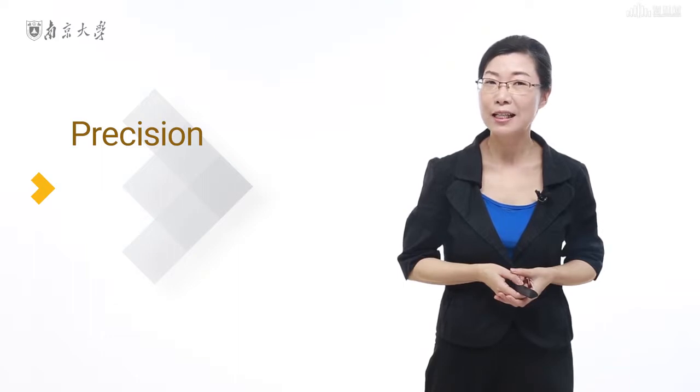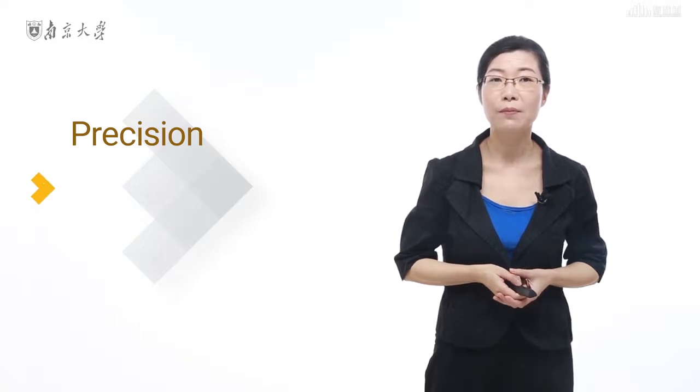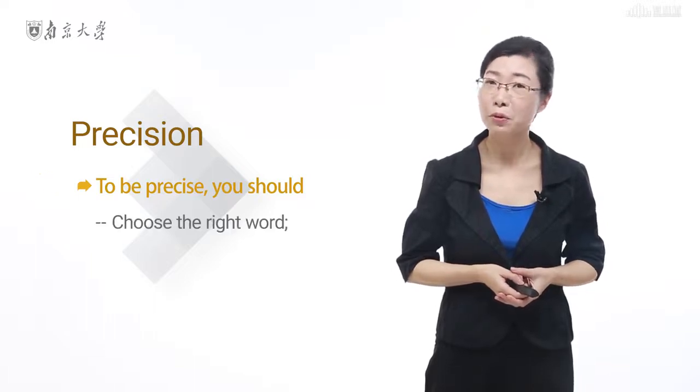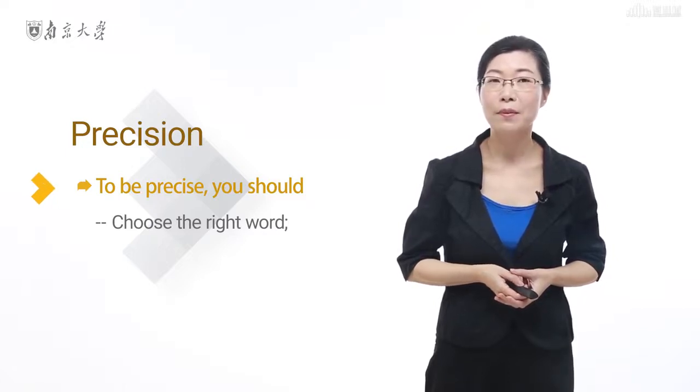The second feature of academic writing is precision. Precision is a particularly important consideration when you are writing a research paper. Without precise language, your writing may fail to communicate exactly what you did with your research. To achieve precision, you should follow 2 principles. The first principle is choose the right word. You should always choose the right word for your intended meaning. For example, you should not choose the word weight when you mean mass. You should not choose the word comprise when you mean compose.